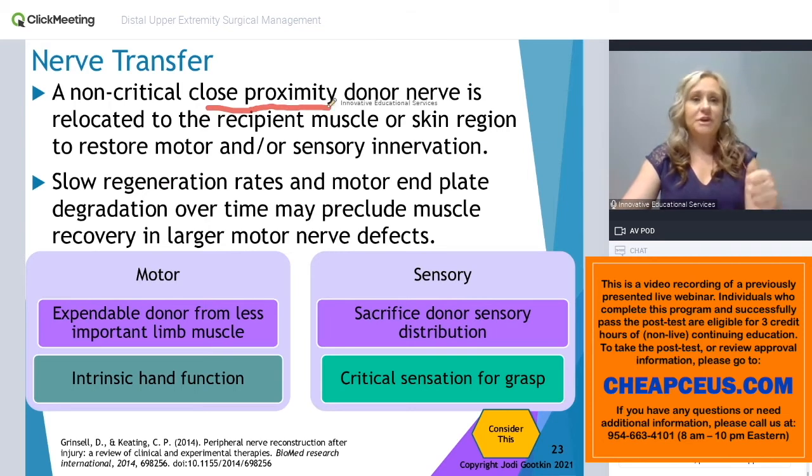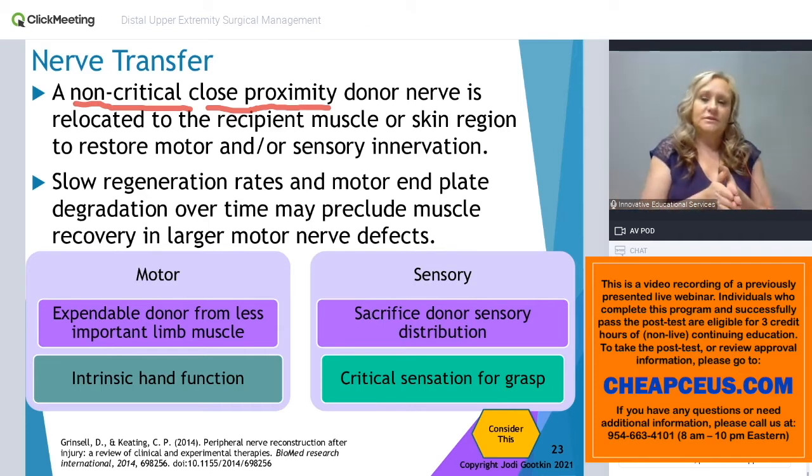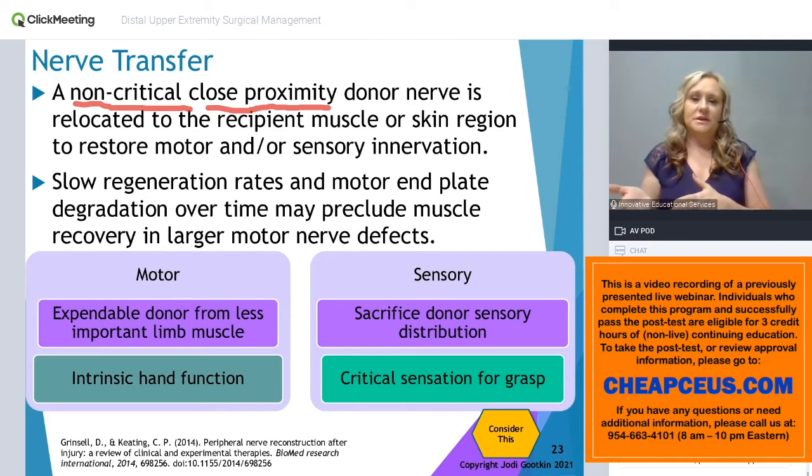It needs to be able to reach. Has to be non-critical. It can't be sacrificing another important sensory or motor area. And it is a consideration in order to maybe sacrifice one area to make gains in another. For example, we know that we need sensation in the palm of our hands for functional activities. Maybe could they give up a sensory nerve from the dorsum of the hands to move it over?